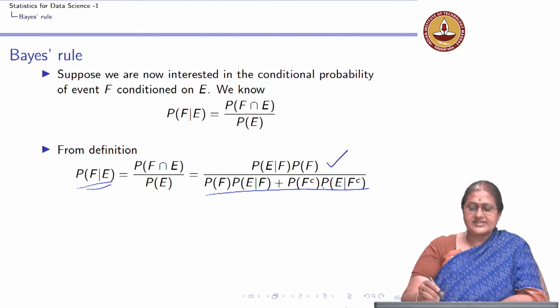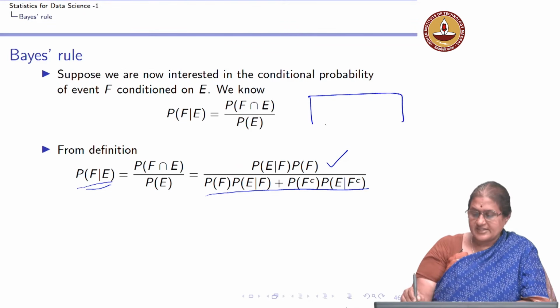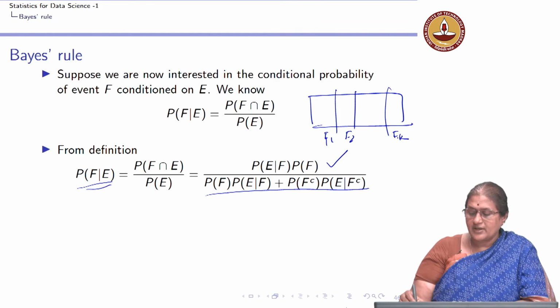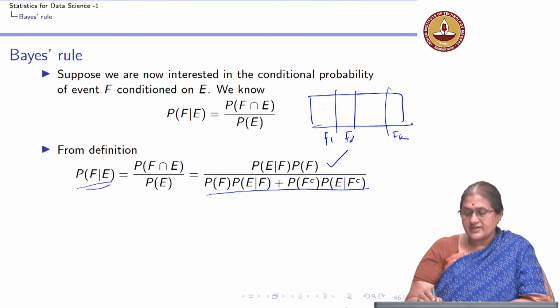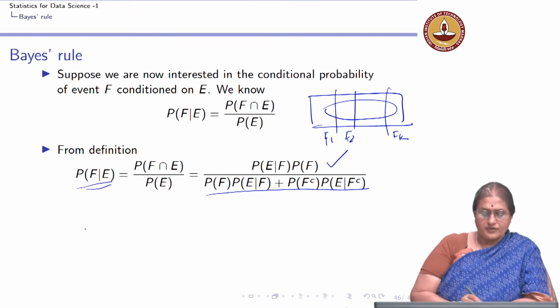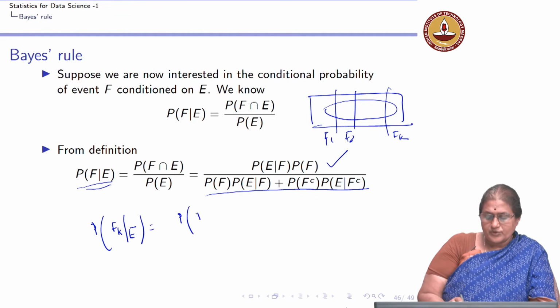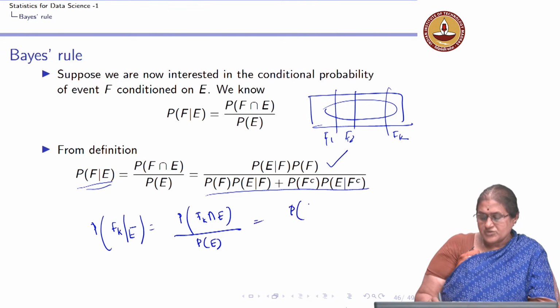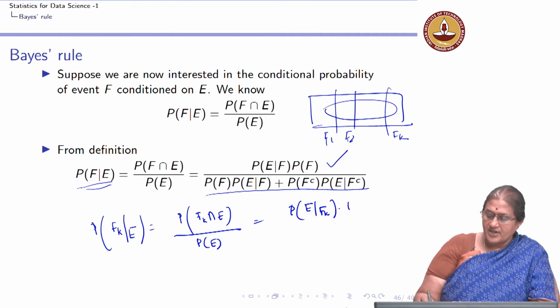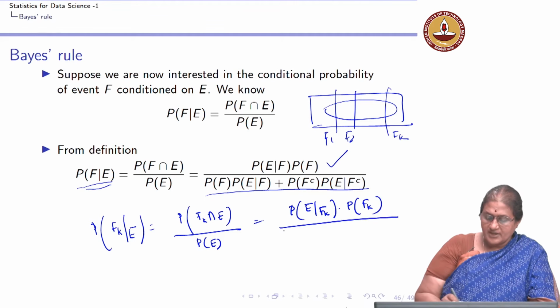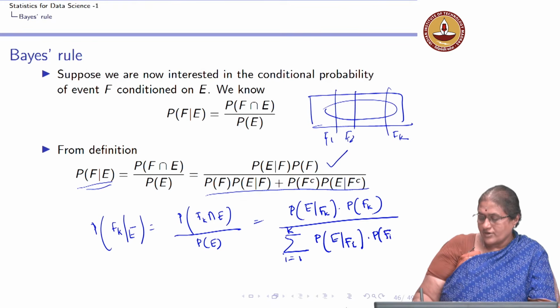Now, I can extend this Bayes rule to F1, F2, up to Fk, just as I extended the law of total probability to have k events, and I have this event E. Now, for any event Fk conditioned on E, I know it is equal to probability of Fk intersection E divided by probability of E. This is probability of E conditioned on Fk into probability of Fk, that is my numerator, whereas my denominator, as I saw, was the summation over i going from 1 to k of probability of E conditioned on Fi into probability of Fi.